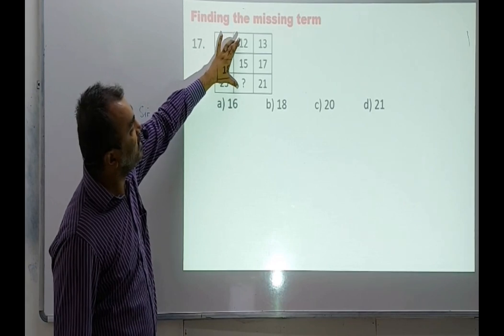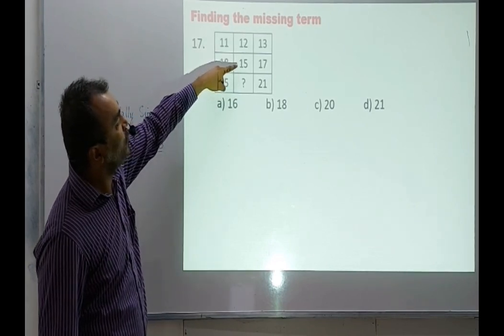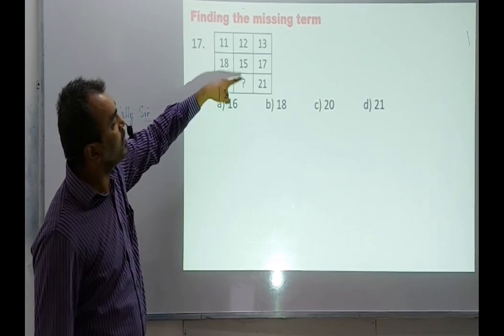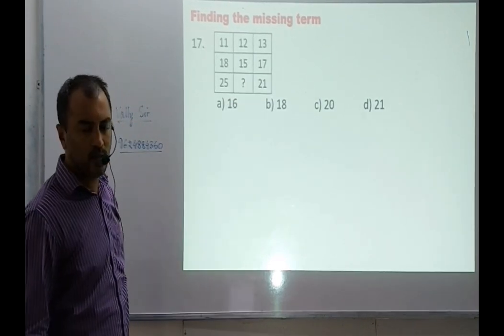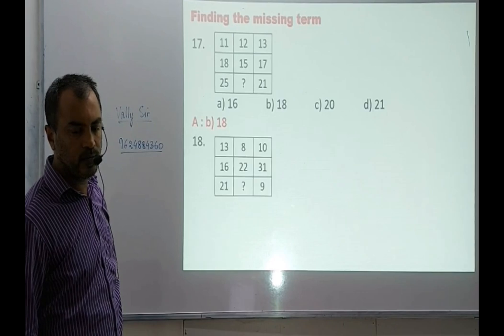So 12 plus something divided by 2 should give us 15. So 15 2s are 30. 12 plus how much is 30? 12 plus 18 is 30. So the answer is 18.